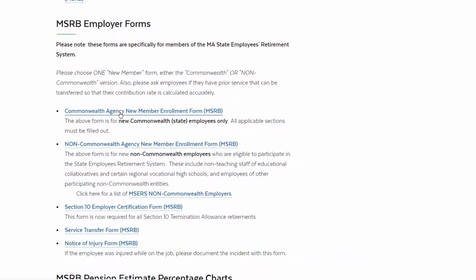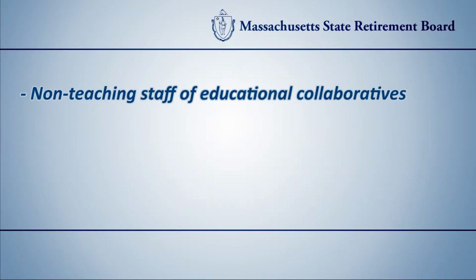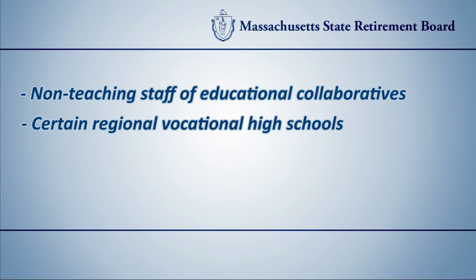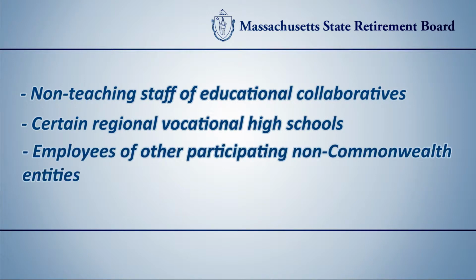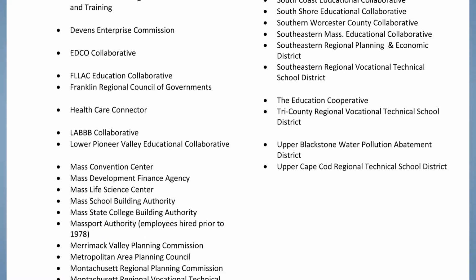You may notice the second link is for the non-Commonwealth Agency New Member Form. This form should be used if the new employee is a non-Commonwealth state employee who is eligible to participate in the State Employees Retirement System. These include non-teaching staff of educational collaboratives and certain regional vocational high schools, and employees of other participating non-Commonwealth entities. A complete list of MSERS non-Commonwealth employers is posted on our website.